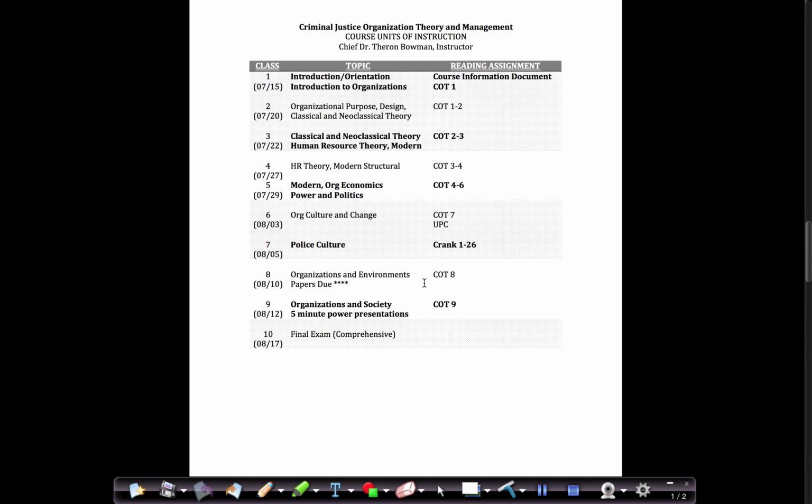Now this page shows the course units of instruction, and we talked some about that in class last time. We're at the second week in class now, where we'll do some more introduction to organizations. We'll talk purpose, design, and we'll do an intro into the classical and neoclassical theory.